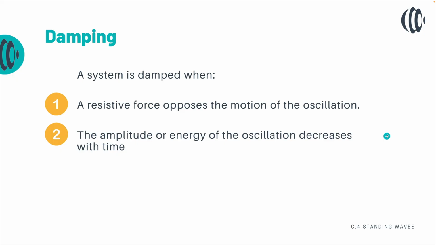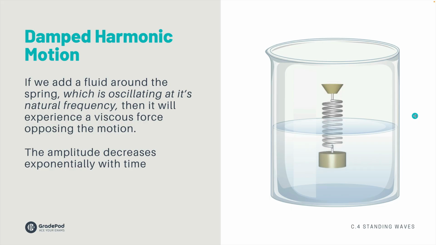Let's explain that in a little bit more detail. Number 1, a resistive force opposes the motion of oscillation. Here's a real-life example of that. Previously, we looked at a mass oscillating on a spring, and we did so in air or a vacuum. If we take that mass and oscillate it within a beaker of water, then that viscous force of the water will oppose the motion of the oscillation at all points. And what we'll find is that that oscillation will gradually die off.